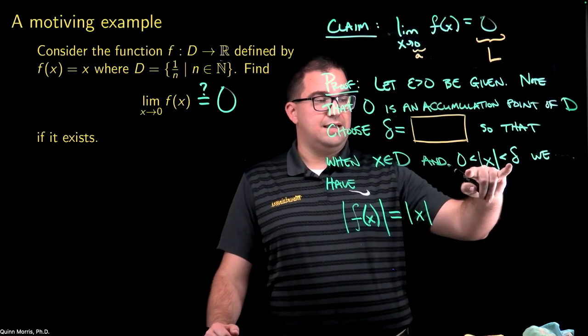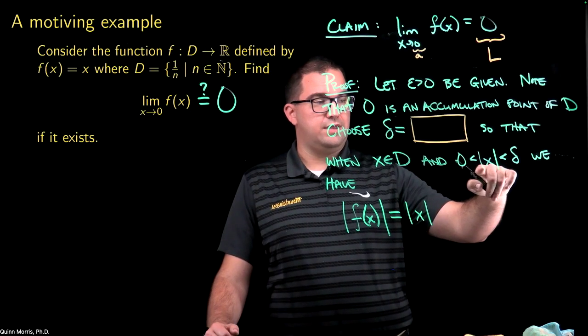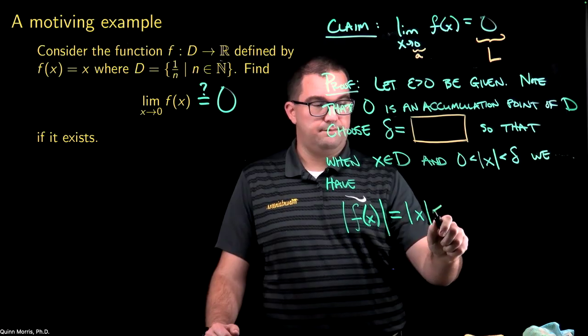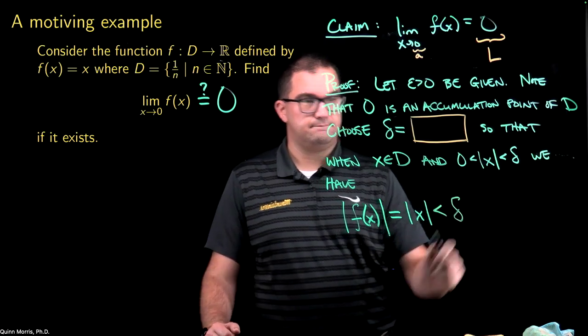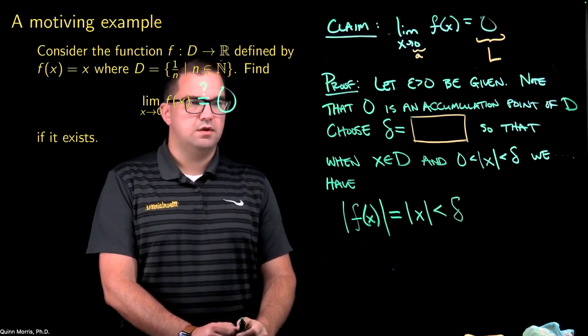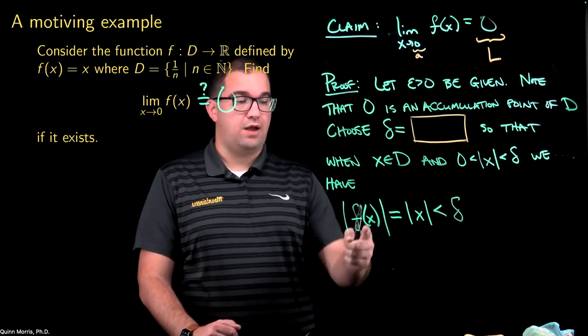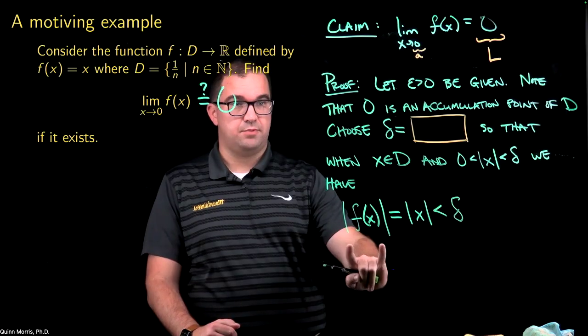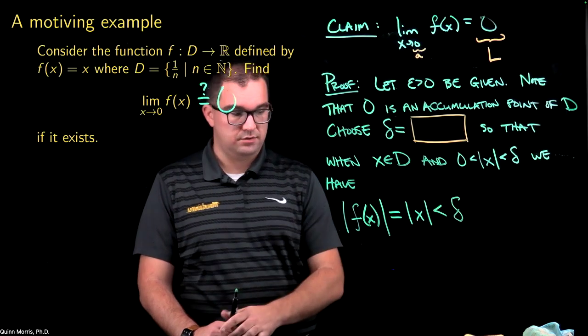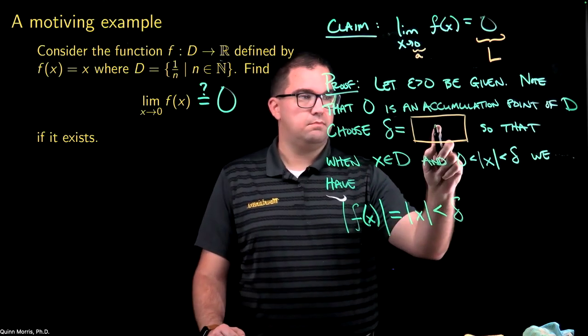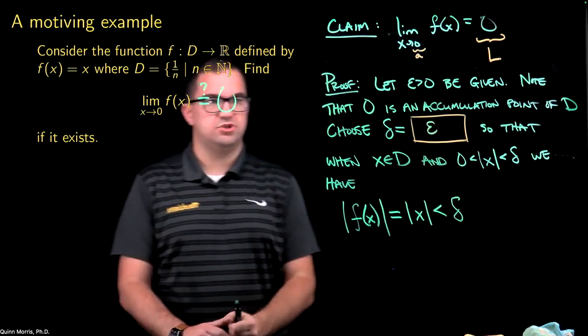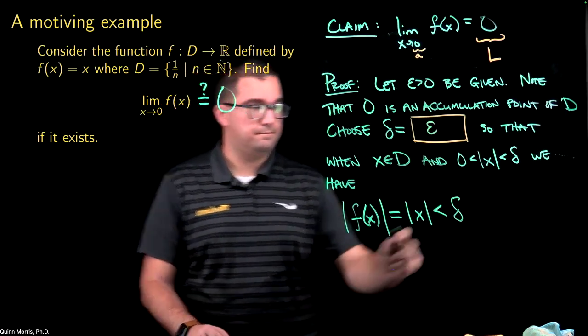Now, what can I say here? Well, I know the absolute value of x is less than delta. But remember, I get to choose delta, right? And what I want is I want this expression here to be less than epsilon. So why don't I just choose delta to be equal to epsilon?